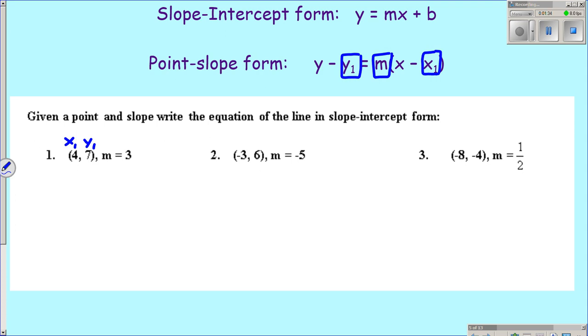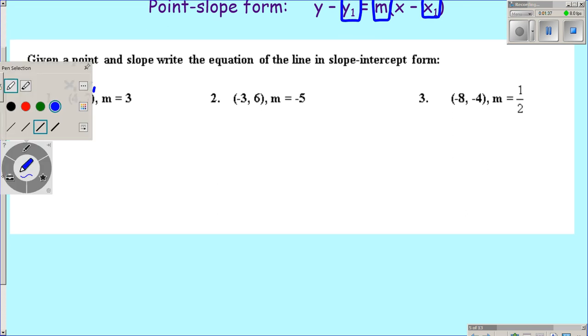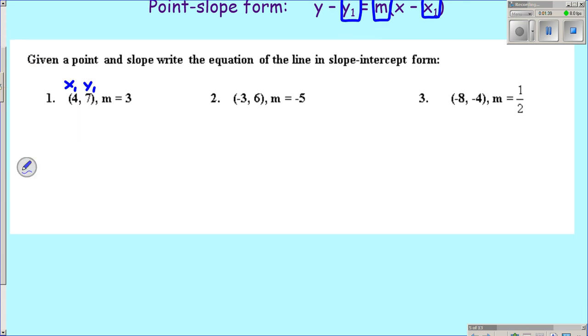So in our first problem, we are going to say y minus, the formula is subtraction, so make sure you do y minus 7 equals the slope 3 times x minus 4. Now I know in calculus and some of your upper level mathematics they'll have you actually leave the equation in point slope form. But in Math 1 we use this form just to substitute in the point and the slope, and now we're going to use our equation solving steps to solve for y.